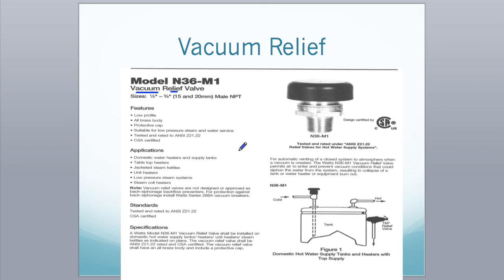It states here, an automatic venting of a closed system to atmosphere when a vacuum is created. The Watts N36 M1 vacuum relief valve permits air to enter and prevent vacuum conditions that could siphon the water from the system, resulting in collapse of the tank or water heater equipment. Alright. So there you go. There's your vacuum relief.